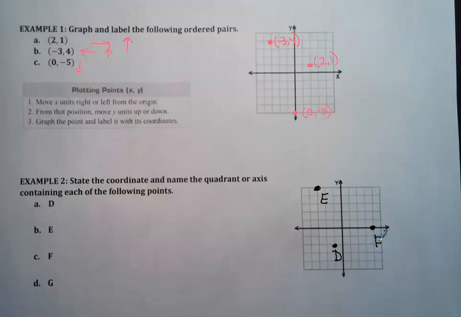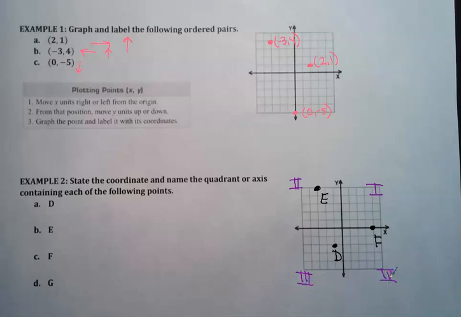Yes, okay. All right, so we want to state the coordinate and name the quadrant. That was one thing I didn't talk about at the beginning, was the quadrants, but it is up there. So our quadrants from above, though, quadrant 1, and then we go counterclockwise, right? So quadrant 1 is in the top right, and then we have quadrant 2, quadrant 3, and quadrant 4.